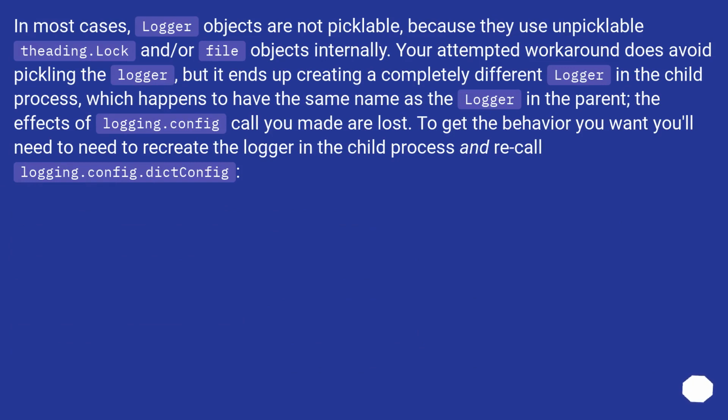In most cases, logger objects are not picklable, because they use unpicklable threading locks and/or file objects internally. Your attempted workaround does avoid pickling the logger, but it ends up creating a completely different logger in the child process, which happens to have the same name as the logger in the parent. The effects of the logging.config call you made are lost.